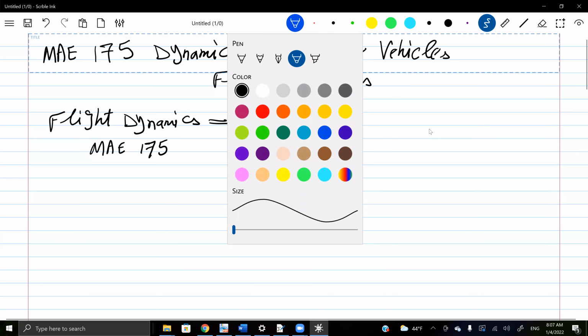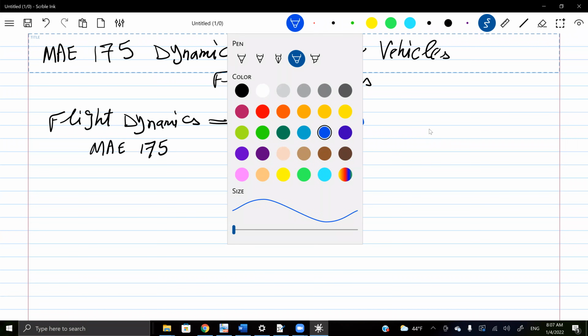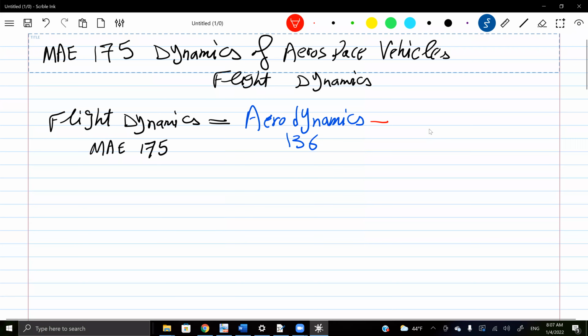it's actually the intersection of two courses or two disciplines. It's aerodynamics, which is 136. This is why I'm saying we're going to use some material from there. No worries at all if you have not taken the course. But if you did, you'll feel more comfortable in the first few lectures at least, or maybe the first lecture only. And this is plus dynamics.